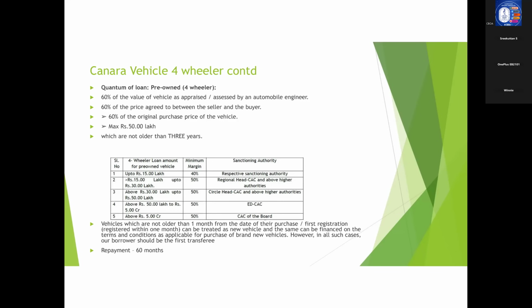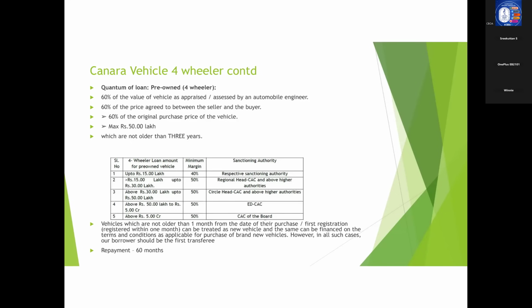That is, what is the value of the vehicle, what is the price agreed between the seller and the buyer, and what is the original purchase price of the vehicle. And 60%, whichever is lesser, you have to see, that much amount you can finance. But the maximum loan amount for a pre-owned Canara vehicle four-wheeler is 50 lakhs. But in the case of a new vehicle, there is no such guideline of maximum limit.